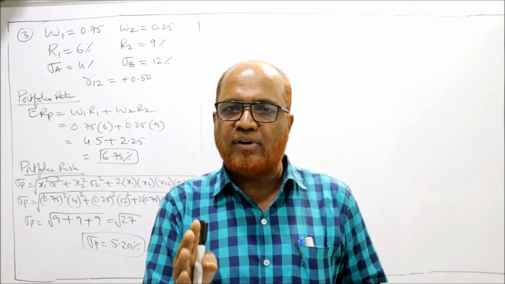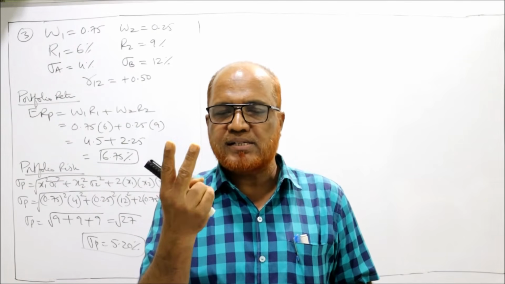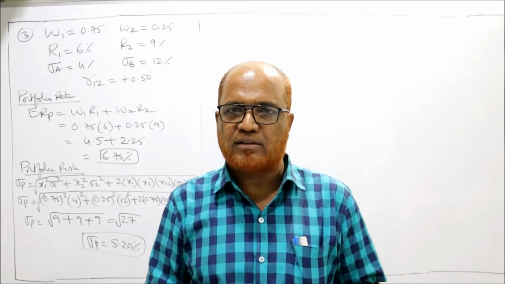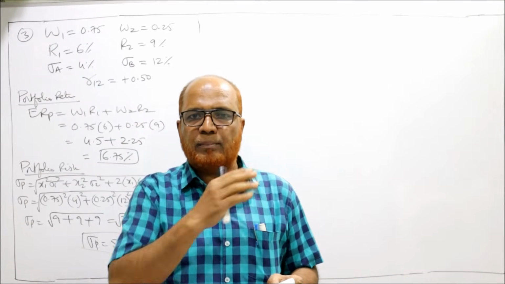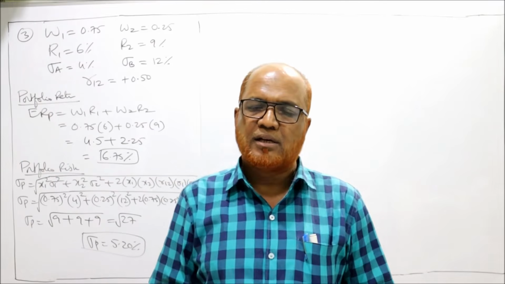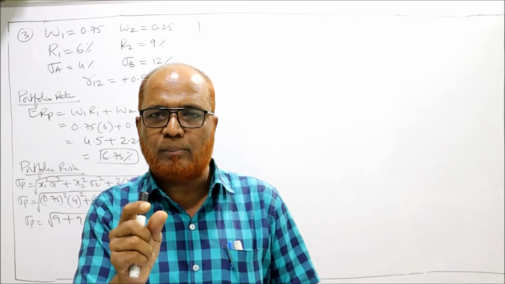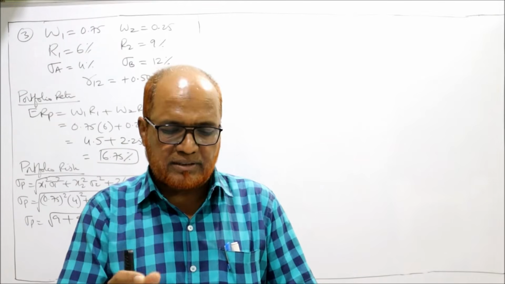Equally weighted means when we take weights, 1/3, 1/3, 1/3. If there were 2 assets, 1/2, 1/2 equal weight. If 3, then 1/3, 1/3, 1/3. If there were 4, then 1/4, 1/4, 1/4, 1/4. Like that. So here it is given equally weighted, meaning weights W1, W2, W3 we'll take as 1/3, 1/3, 1/3.